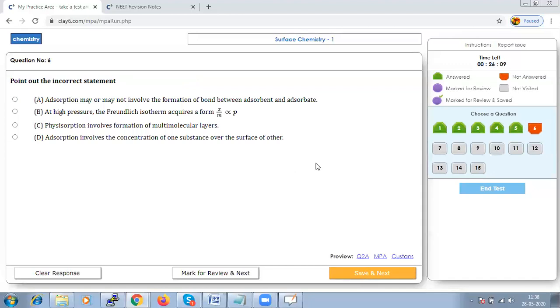We have to pick the incorrect statement from the given options. So when we are saying incorrect statement, we always say that Freundlich isotherm will acquire a form x by m is directly proportional to P. Actually it should be P naught at high pressure. At high pressure, the Freundlich isotherm will acquire a form where x by m is directly proportional to P naught, but they have given it to be P. Hence, this should be the wrong statement. Let us save that and go to next.